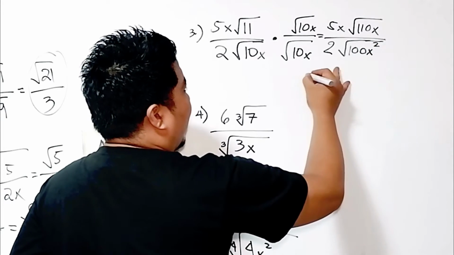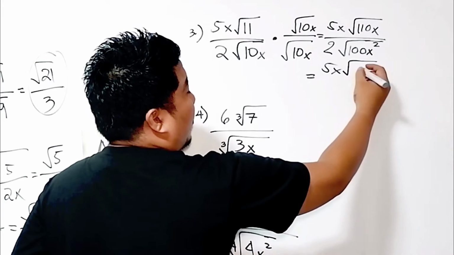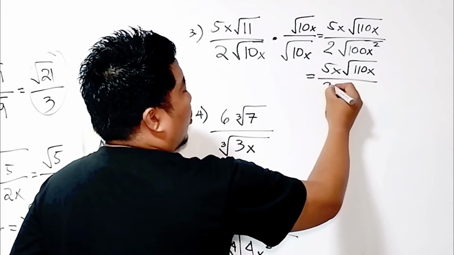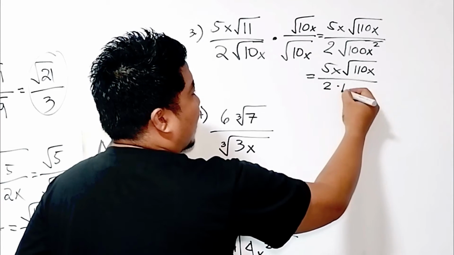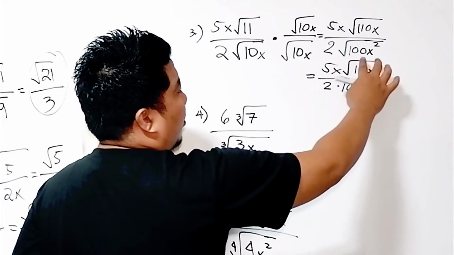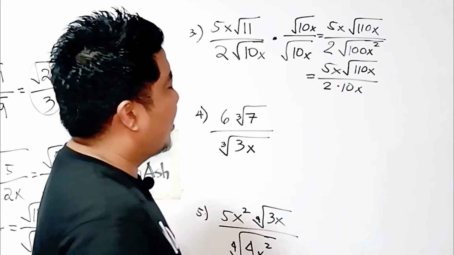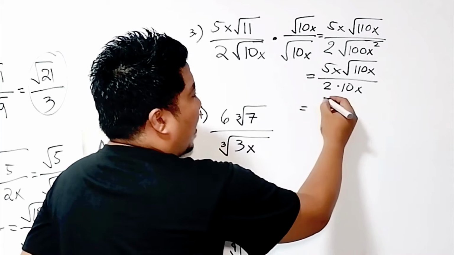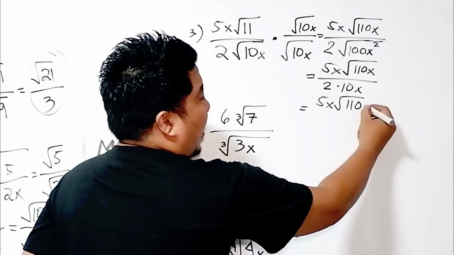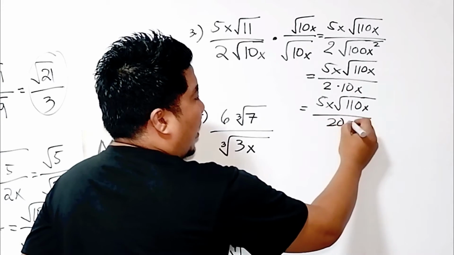And if we simplify this one, that will give us 5x square root of 110x over 2 times 10x, because I just copied the numerator, while I simplified square root of 100x squared, and that is 10x. Simplifying it will give me 5x square root of 110x over 2 times 10, that is 20x.